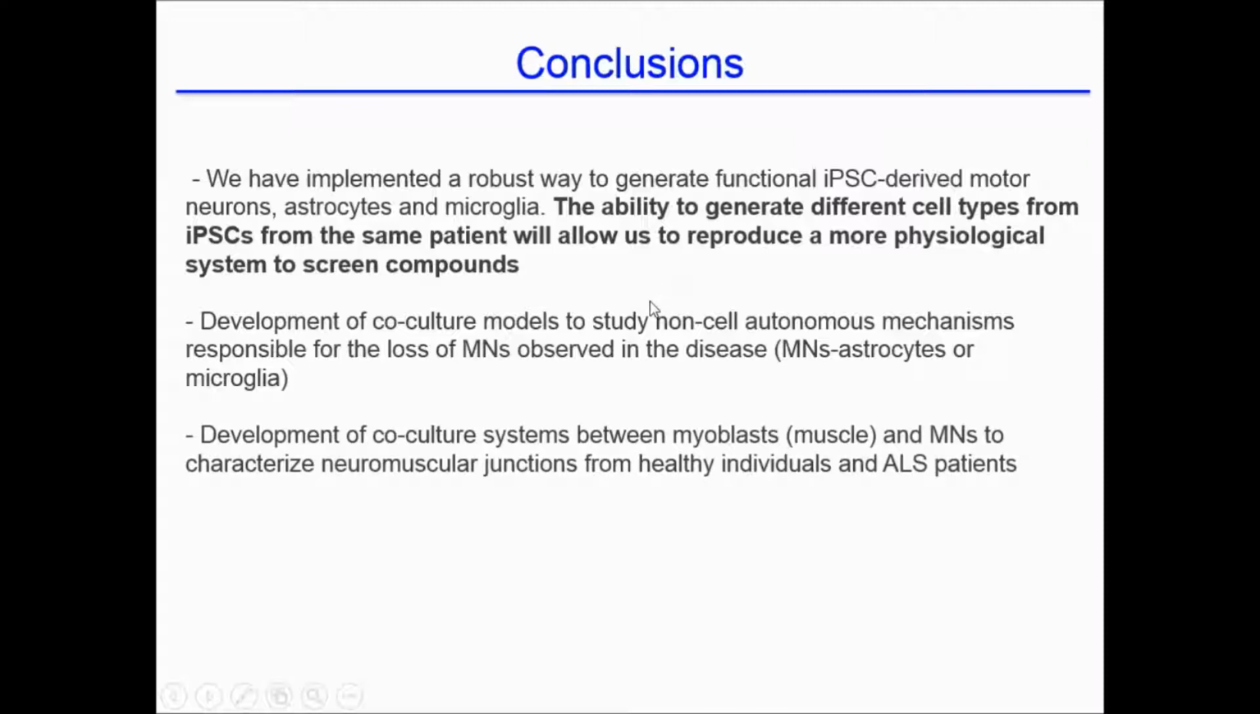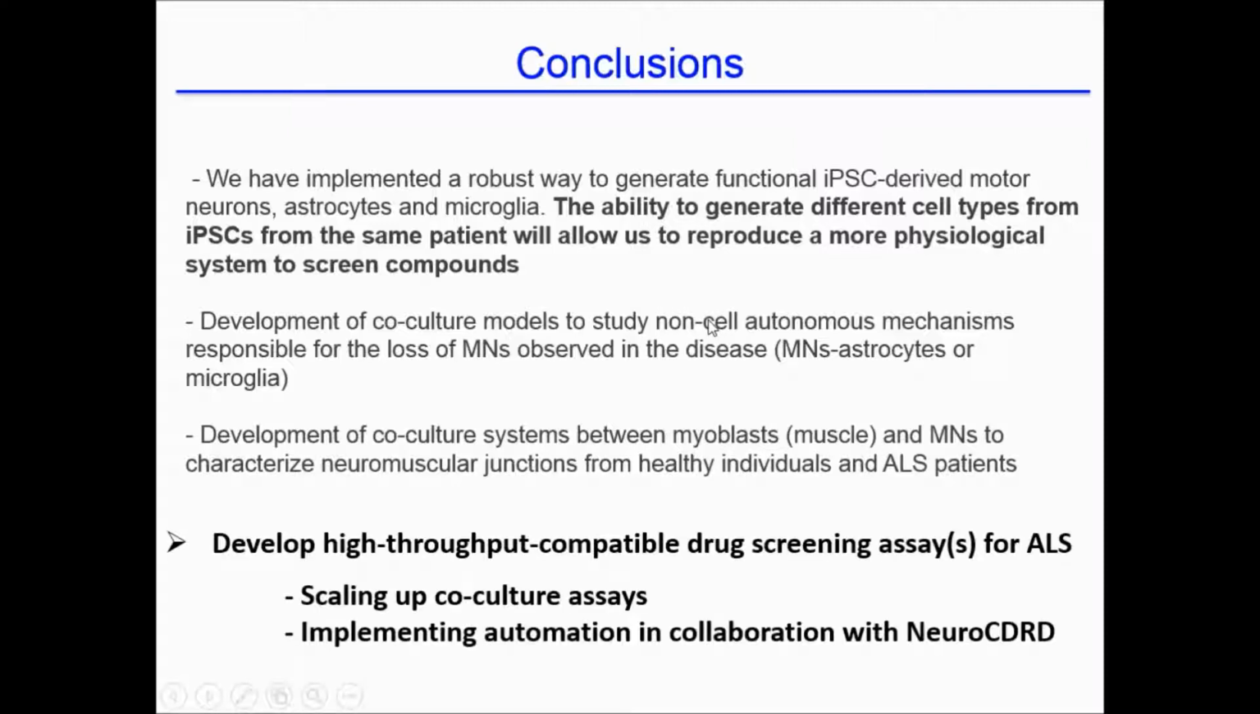And finally, we are implementing a system where we can reproduce a neuromuscular junction from healthy individuals and ALS patients. And ultimately, our goal is to develop a high-throughput compatible drug screening assay for ALS. So the idea would be to scale up the co-culture assay that we're doing to do some drug screening, and we are also implementing all the automation here at the platform in collaboration with NeuroCDRD to make that faster.